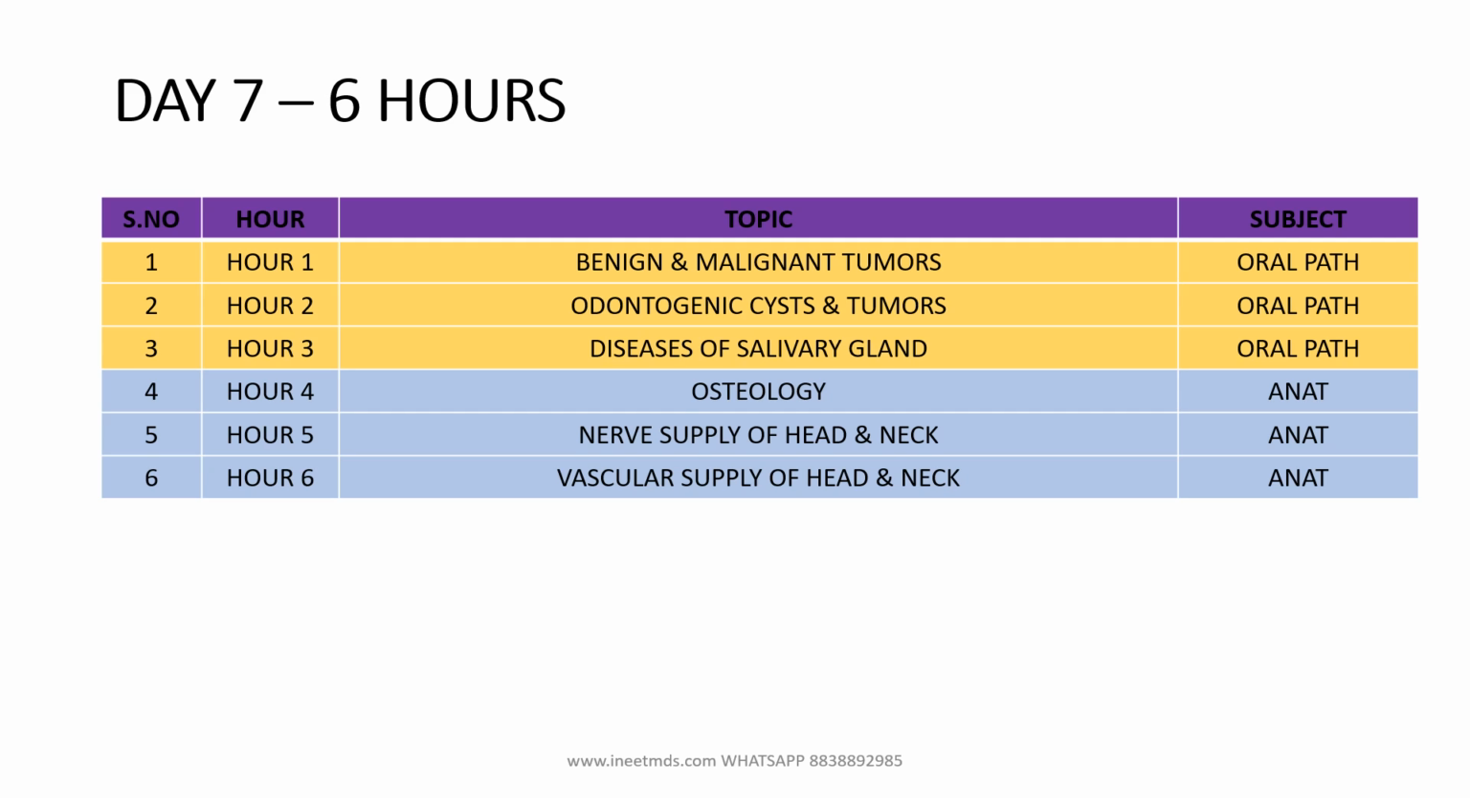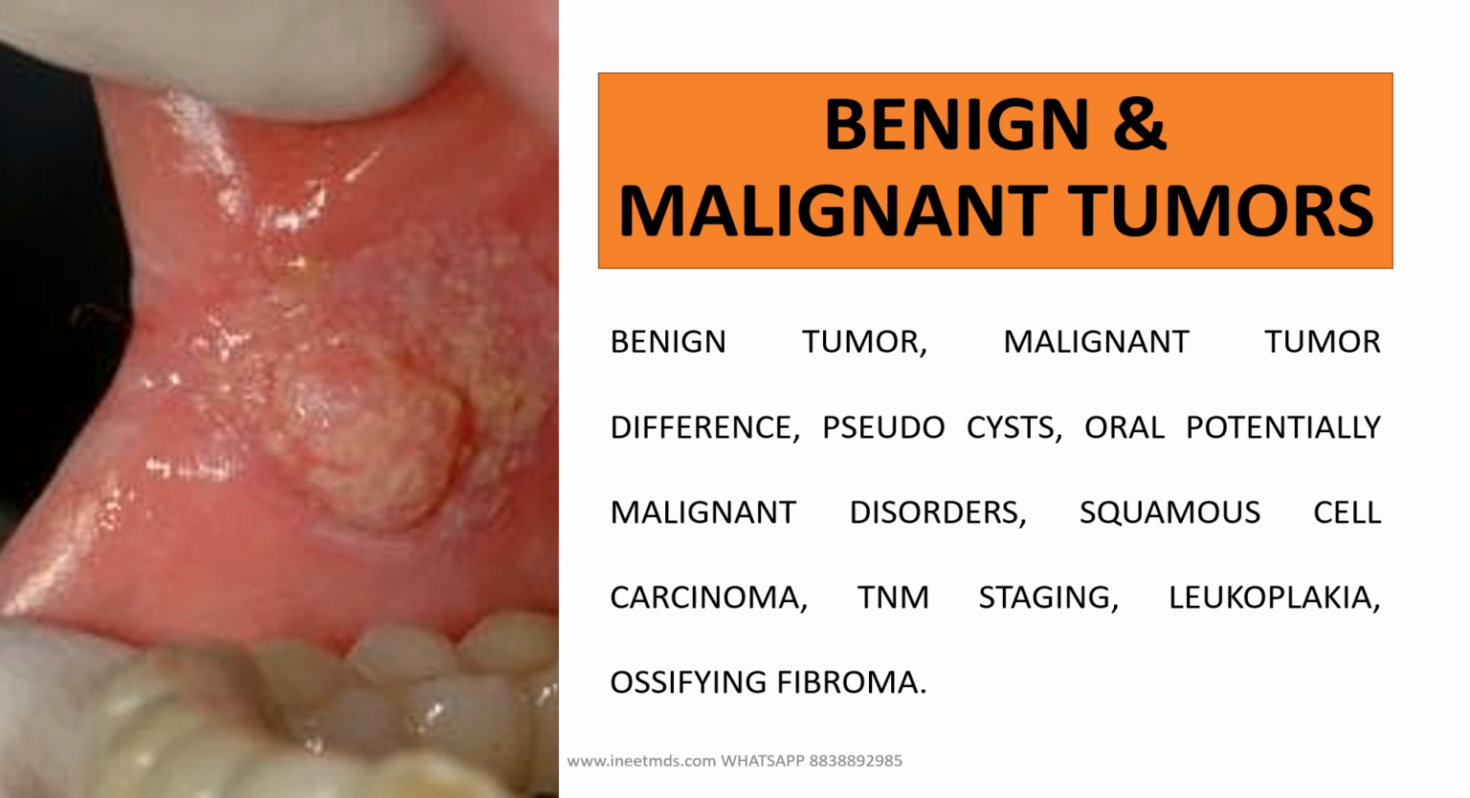So under oral pathology we will be covering benign and malignant tumors, odontogenic cysts and tumors, diseases of salivary gland. Under anatomy, osteology, nerve supply of head and neck, vascular supply of head and neck. So from all these topics you will be covering these basic points when you are reading the MCQ.